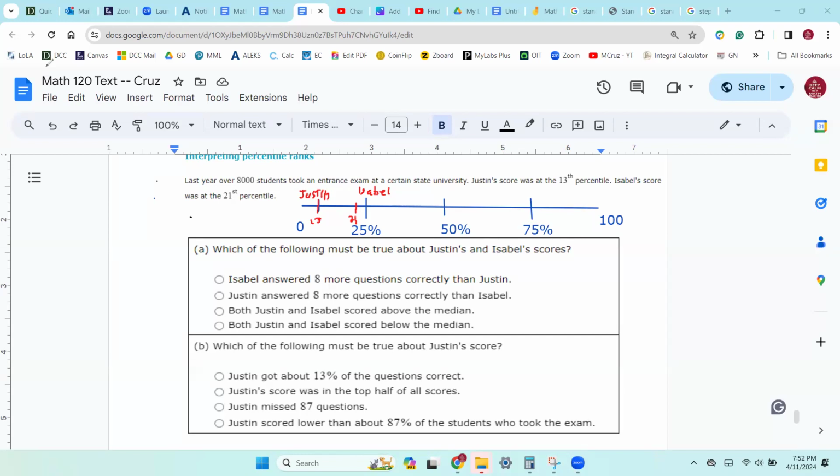Isabel answered 8 more questions correctly than Justin. Do we know how many questions are even on this test, whatever this test is? There's no information about the number of questions on the test. Now, they might be tempted.